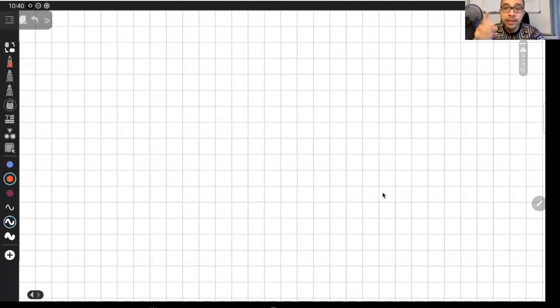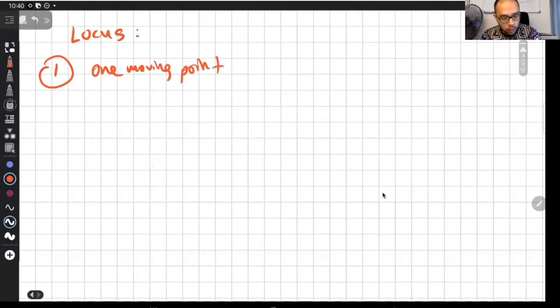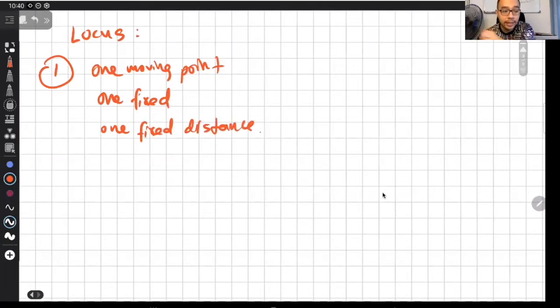Okay, in your syllabus, there are only 3 types of locus that you need to know. So the first type is one moving point, one fixed point, one fixed distance. Means the distance is already fixed. So the moving point is this. The fixed point is this, in the center. The moving point is this, and wherever the point moves, the distance is fixed: fixed point, fixed distance.